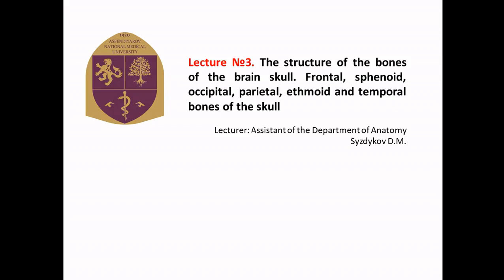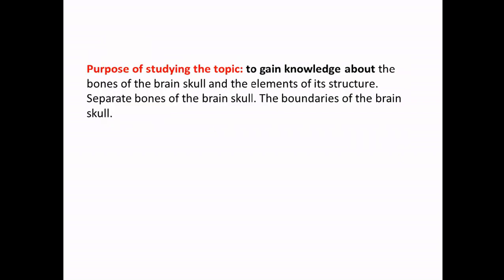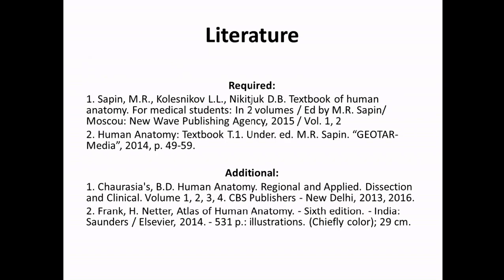Lecture number 3. The structure of the bones of the brain skull: frontal, sphenoid, occipital, parietal, ethmoid, and temporal bones of the skull. Purpose of studying the topic: to gain knowledge about the bones of the brain skull and the elements of its structure. Separate bones of the brain skull. The boundaries of the brain skull. And list of the literature.